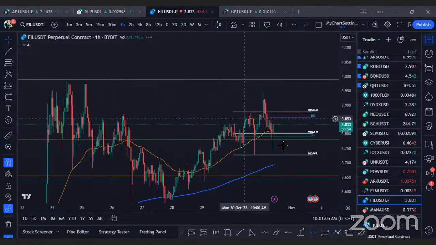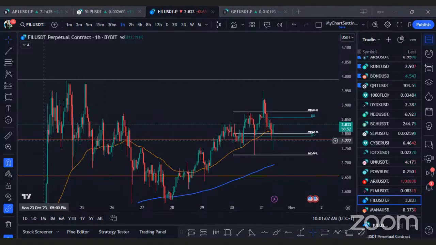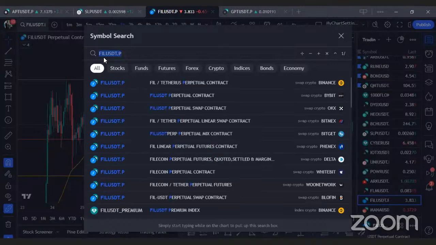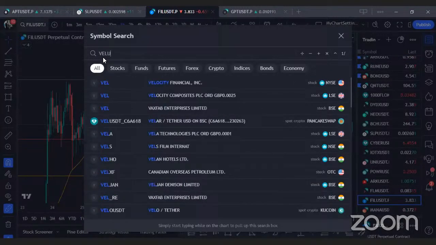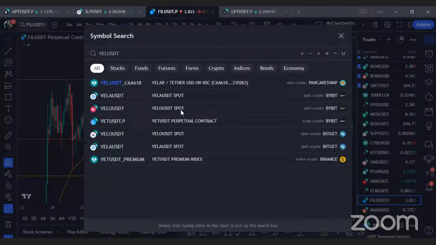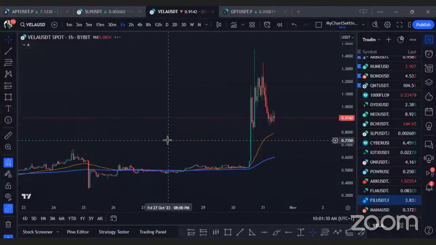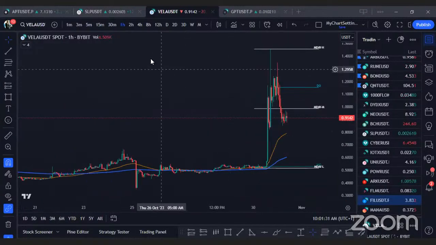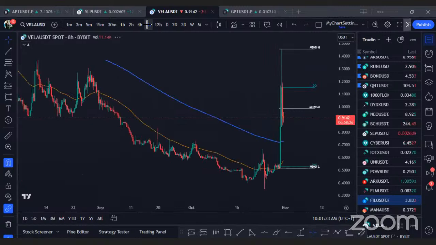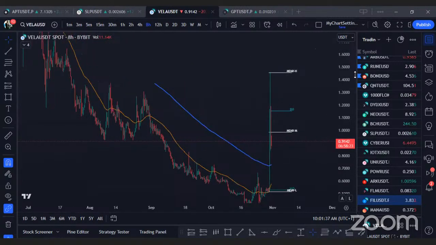Okay. All right, and Vela, let's look at Vela. Okay, so for proxy, Vela is only available on spot market, okay? So I don't know what the token is all about. If you want to buy it, you wait for the pullback, okay?